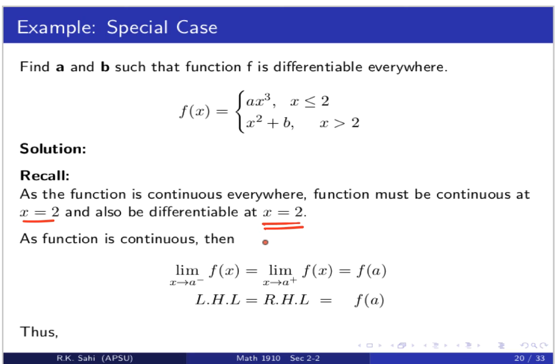Recall from our lecture on continuity of functions. We said when a function is continuous, the left-hand limit equals the right-hand limit equals the value of the function at that point. Now our point happens to be 2, guys. So the first thing we're going to do is find the value of this function.